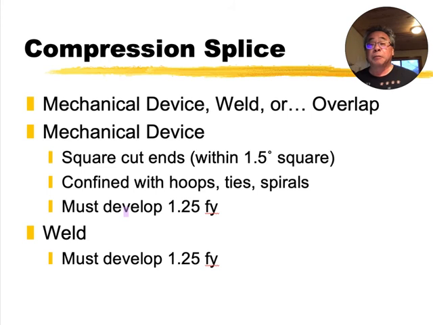And it has to be within 1.5 degrees of 90 degrees, and the total gap can't be more than 3 degrees if you're 1.5 degrees off on both sides. And if you use mechanical devices, not only do they have to be cut flat like this, they have to be confined with hoops, ties, or spirals.